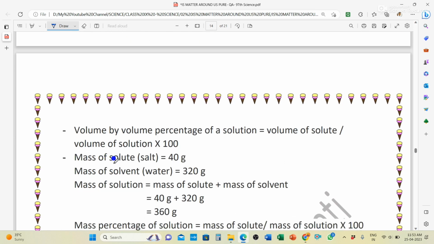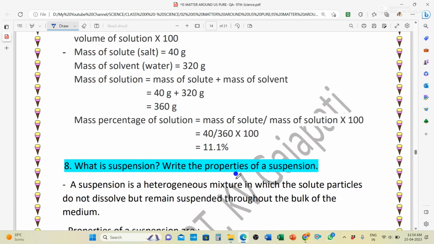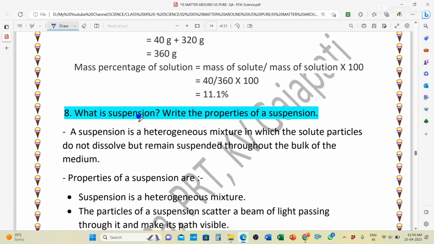Here the mass of solute, that is the mass of salt, was given as 40 gram, and the mass of solvent, that is of water, was given as 320 gram. Mass of solution will be mass of solute plus mass of solvent. So 40 gram plus 320 gram is equal to 360 gram. Now mass percentage of solution is equal to mass of solute by mass of solution multiplied by 100. So 40 by 360 multiplied by 100. So it will give 11.11%.